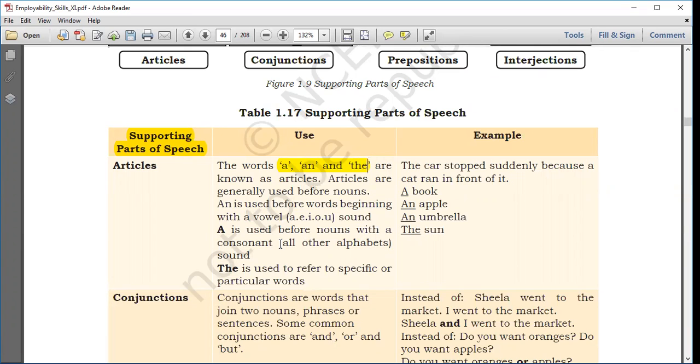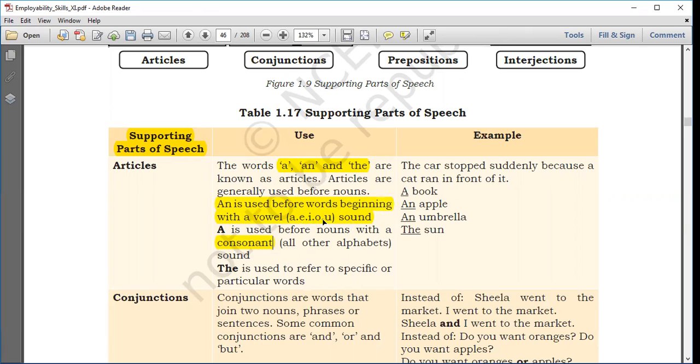A and an are used with singular things, and the difference between a and an is that an is used before a vowel sound, the words beginning with a vowel sound, and a is used with words beginning with a consonant sound. Remember, it is not about the words starting with vowels. A and an only concentrate on the sound of the vowel, right? These a, e, i, o, u sounds. So you have to identify these sounds.